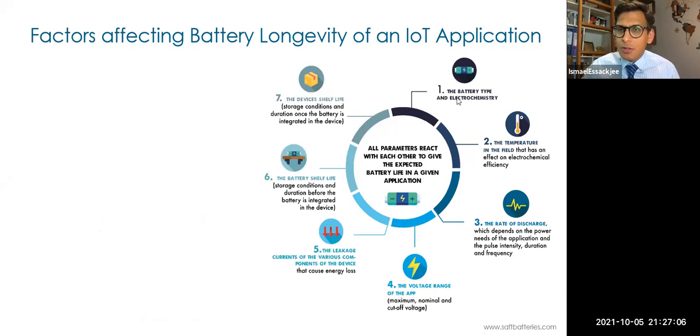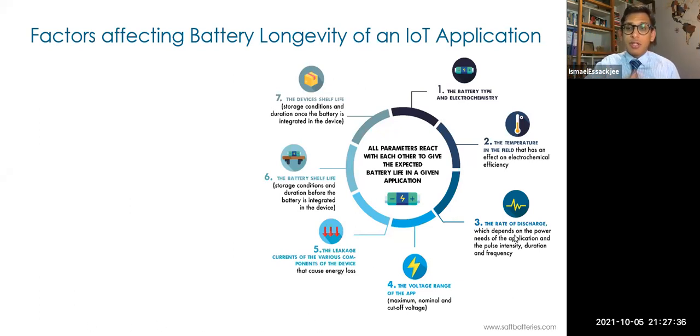So number one, the battery type and electrochemistry. We need to be aware what are the different types. We have alkaline battery, we have lithium ion, whatever. So it's like a topic in itself when we are going to talk about battery. And the temperature in the field, because the lifetime and the rate of discharge of the battery is affected by the temperature. Remember, if you're operating in an environment where it is very cold or very hot, we need to be aware this is going to affect the choice of battery as well.